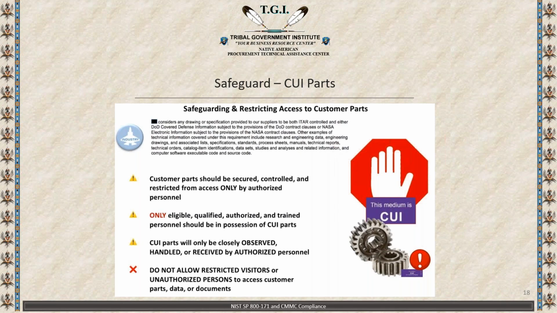CUI parts should be secured, controlled, and restricted from everyone that is not considered authorized trained personnel. Only eligible, qualified, and trained personnel should have access to possess, observe, handle, or receive CUI parts. This includes if you have to send the CUI part to another subcontractor for any additional processes in order to produce the final product.